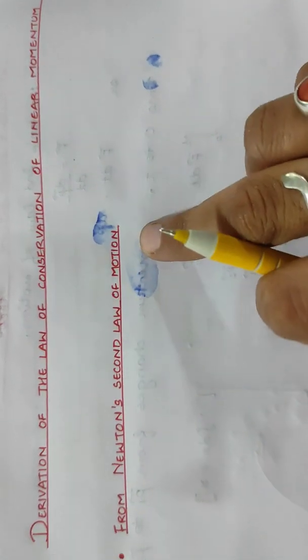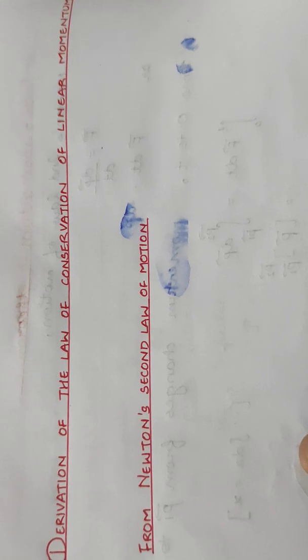Students, now we will derive the law of conservation of linear momentum from Newton's second law of motion. We all know Newton's second law of motion, that the force exerted is directly proportional to the rate of change of linear momentum. Fine. Now we will consider that there is an isolated system. What does isolated system mean? That on the system there is no external force acting.